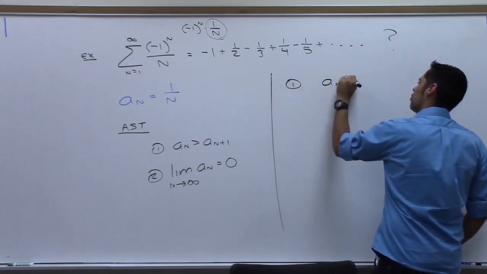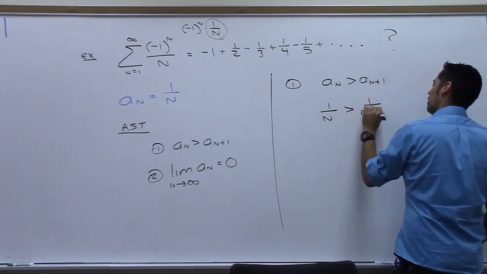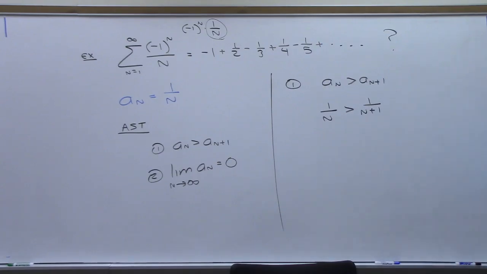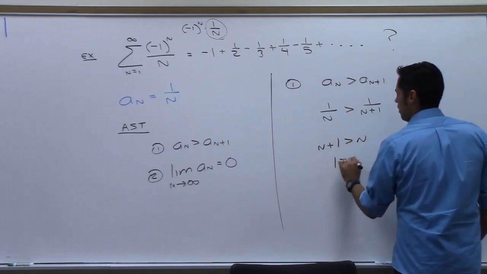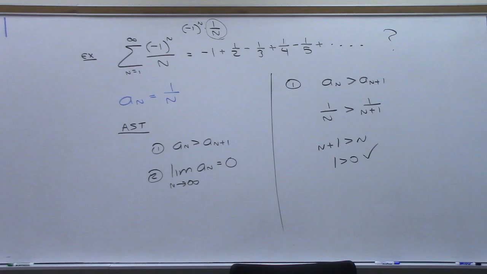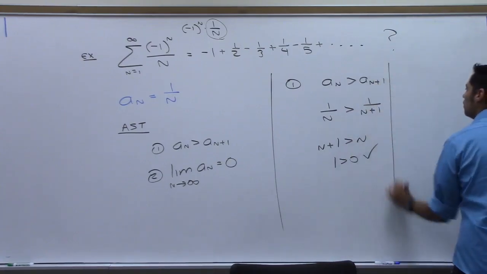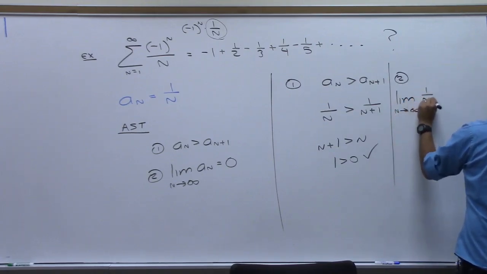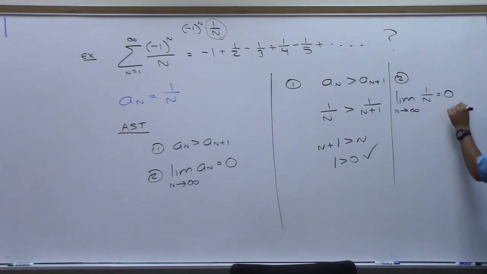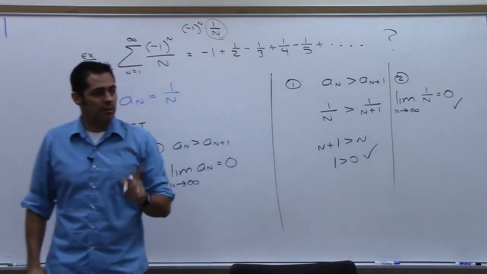I'm checking to see if this is true. This is 1 over n greater than 1 over n plus 1. Do you all agree? That's that statement written out. If you do a quick cross multiply, you get 1 is bigger than 0, that checks. The first condition is met, so I can continue. Second condition: what's the limit as n goes to infinity of 1 over n? 0. Check. Therefore, this converges.